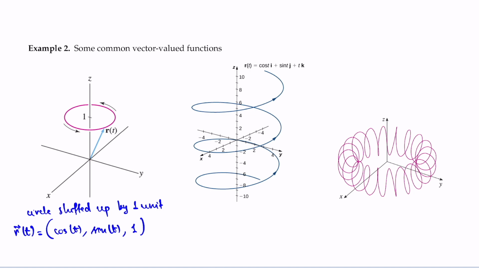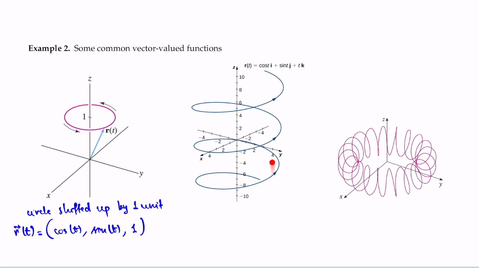Similarly, if you want to plot this vector-valued function, you're going to set up the table, vary the value of t, and then find the corresponding value of r. And then you connect the points together and you get the plot of the vector-valued function.